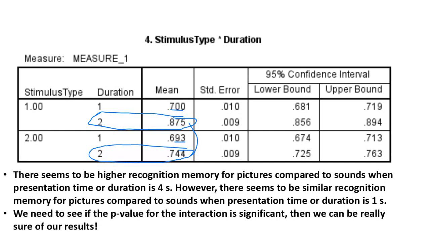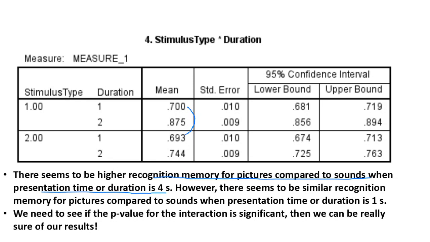So basically, I just summarize it here. There seems to be higher recognition memory for pictures compared to sounds when presentation time or duration is 4 seconds. However, there seems to be similar recognition memory for pictures compared to sounds when presentation time or duration is 1 second. So it looks like there is no difference at the 1 second presentation time between pictures and sounds in the proportion correct, or how many you get correct, or your recognition memory. But the difference is more at the 4 seconds.